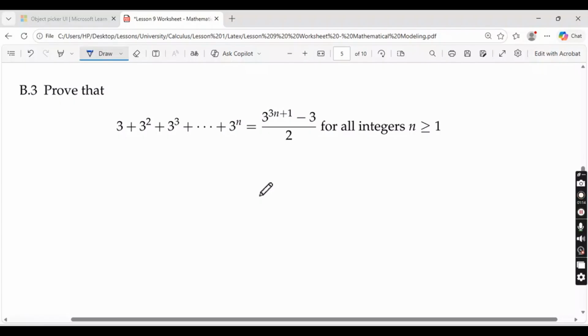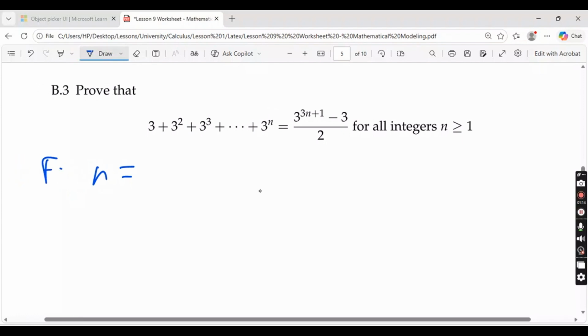Okay, what do we do? We first start with proving for n equals 1. So for n equals 1, the left-hand side is equal to 3 to the power of 1, which is 3.